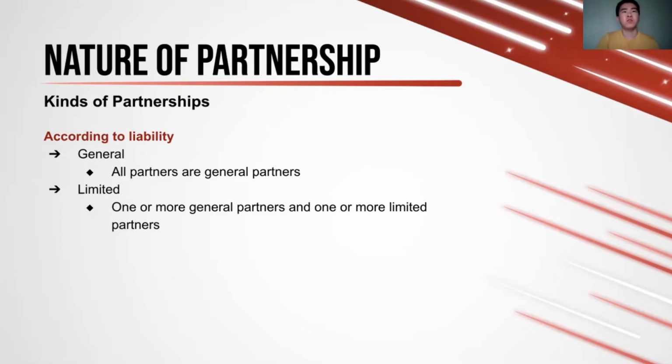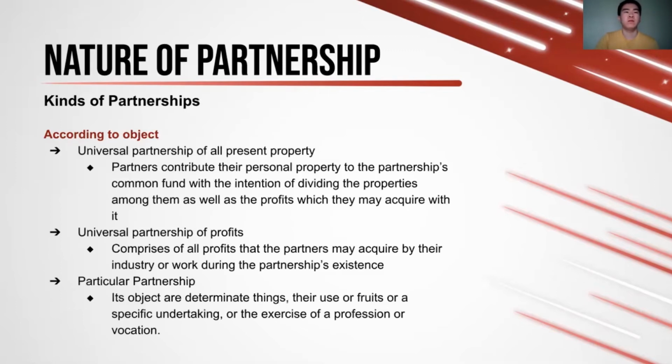Now for the kinds of partnerships according to object. First is the universal partnership of all present property, wherein partners contribute their personal property to the partnership's common fund with the intention of dividing the properties among them, as well as the profits which they may acquire with it.